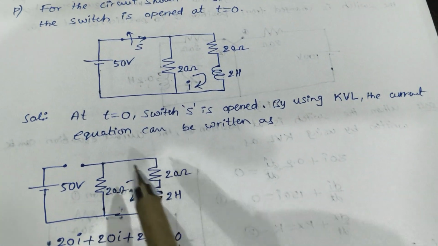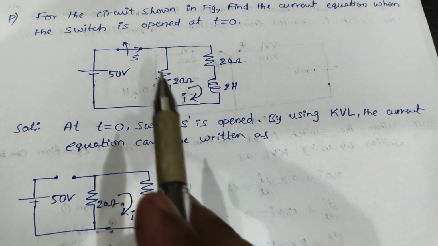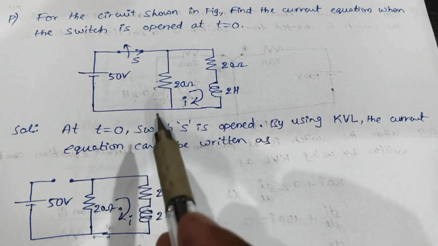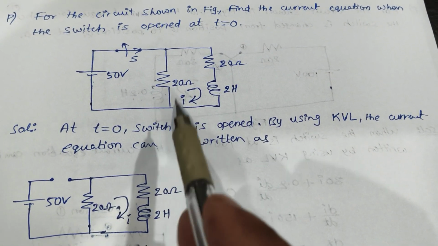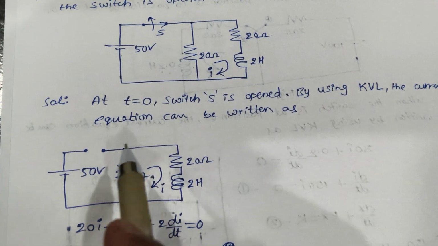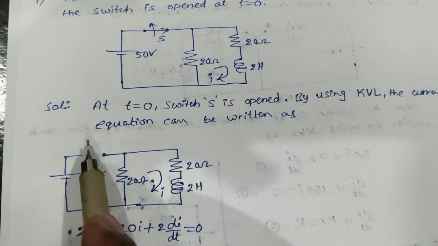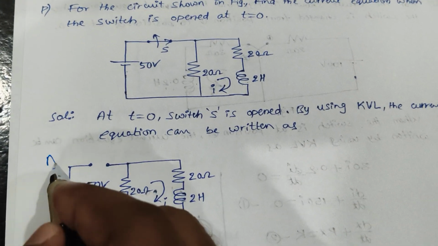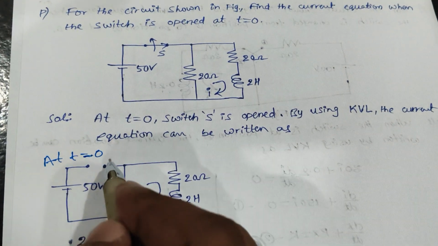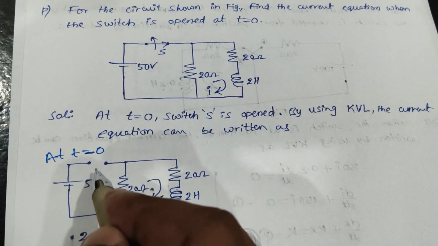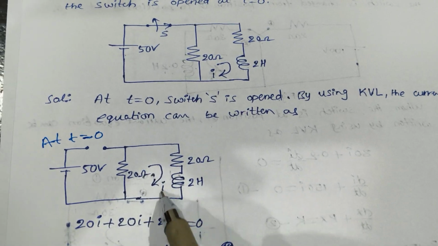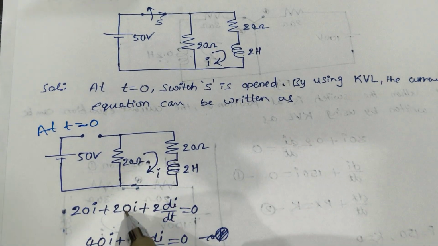See the solution. At t is equal to 0 the switch is open. Earlier, at t is equal to 0 minus, the switch is closed. So as a first step to find the current solution, at t is equal to 0 the switch is open. That's why it is an open circuit, the same circuit. Now for the remaining circuit you apply the KVL.